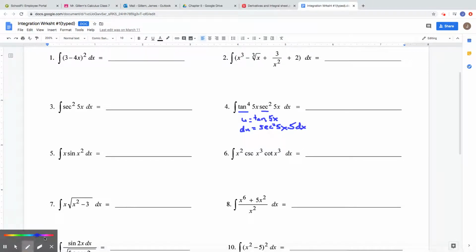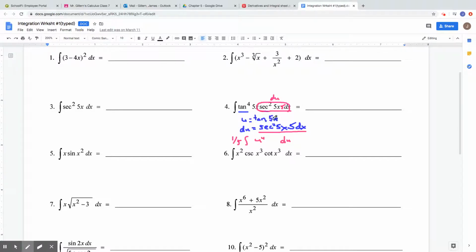All right. So we need to have all of this inside here. I have secant squared 5x dx. This whole thing right here is almost this. I'm missing a 5. So I'm going to put a 1/5 on the outside like we've been doing. All of this is my du, so this gets all replaced with just a du. And what's left? Tangent 5x to the 4th power, which is u to the 4th.